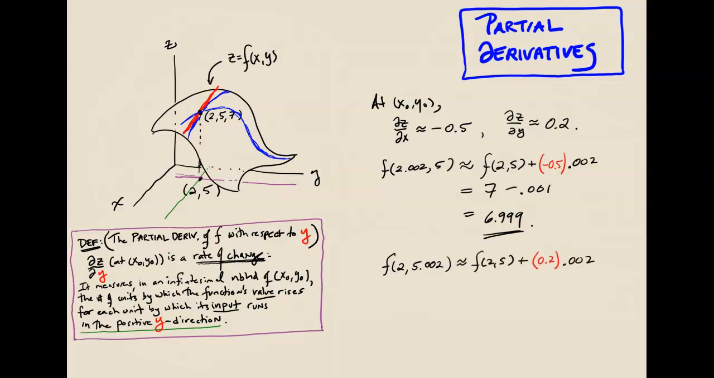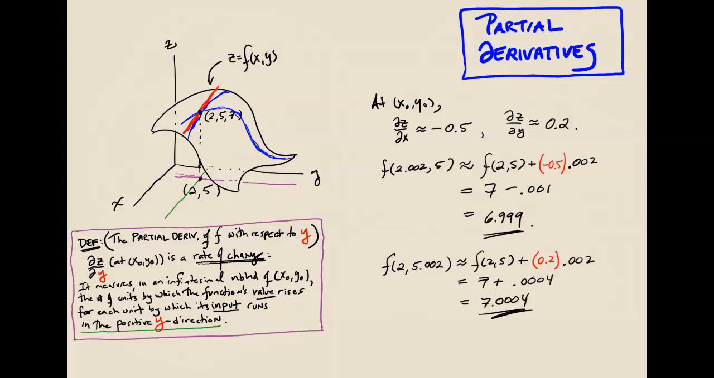And using our idea of the derivative as a local multiplier, in this case the partial derivative, we have that f(2, 5.002) is going to be close to f(2, 5), but we've increased the input. We've moved it by 0.002 in the y direction, and for each unit we move in the y direction, we have to multiply by this partial derivative, this local multiplier, 0.2. And when we do the arithmetic, this becomes 7, this becomes 0.0004, and so the whole thing becomes 7.0004 is our approximation.